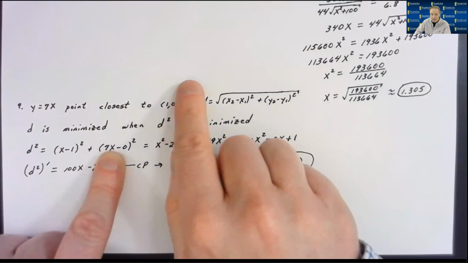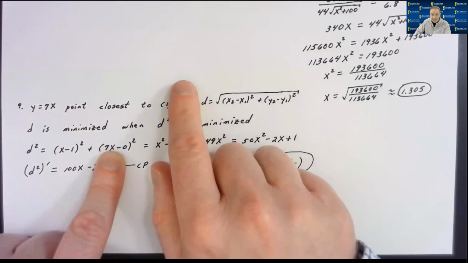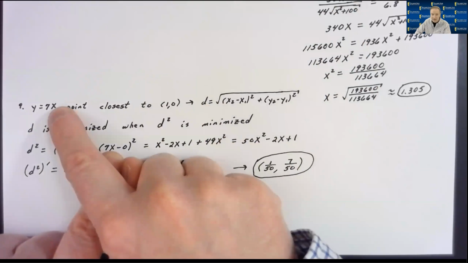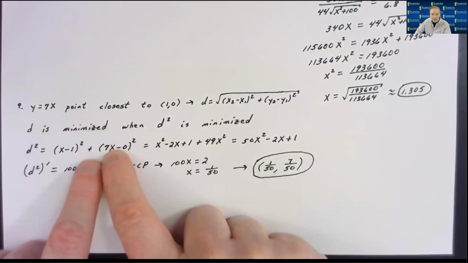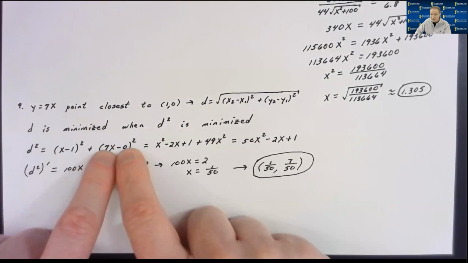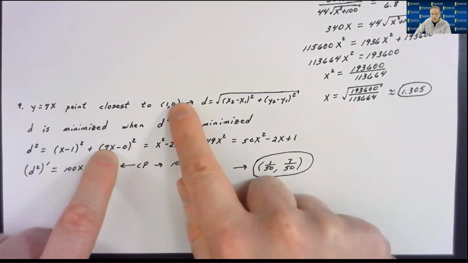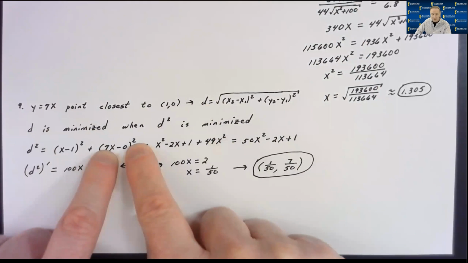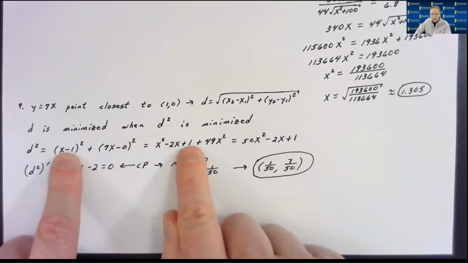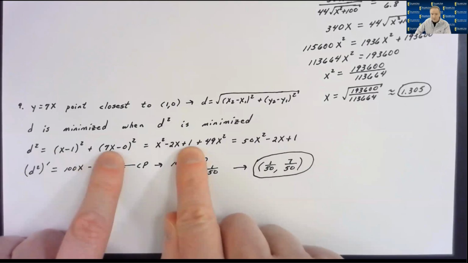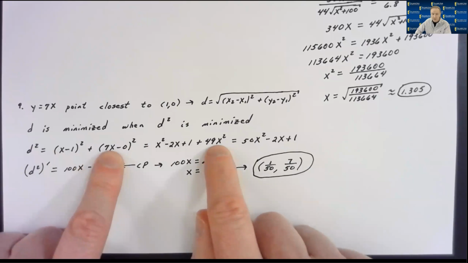I should have put that right up here. So the point on my line has to be x comma 7x because the y value is 7x. So for the x value of x, your y value has to be 7x. So the difference in my y values here would be y2 minus y1, well, 7x minus 0. And then again, I'll square that difference. x minus 1 squared gives me x squared minus 2x plus 1. Of course, plus the vertical difference squared, that's 7x quantity squared, or 49x squared.